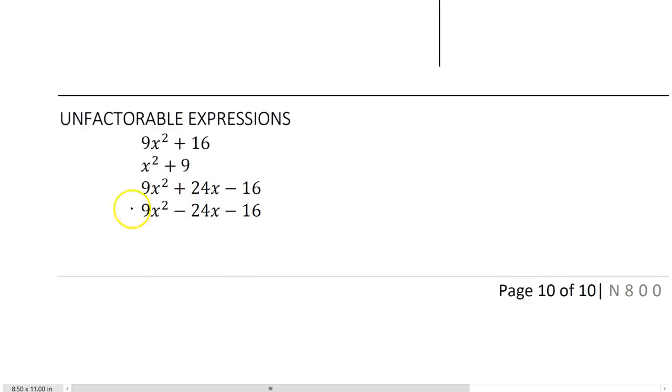Also, these look like perfect square trinomials, but they are not. If the last term is negative, it is not a perfect square trinomial because perfect squares are always positive. So watch out for these examples of unfactorable expressions. Use these notes as you continue with your homework.